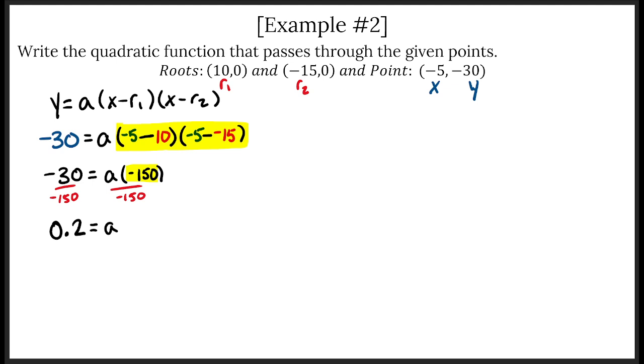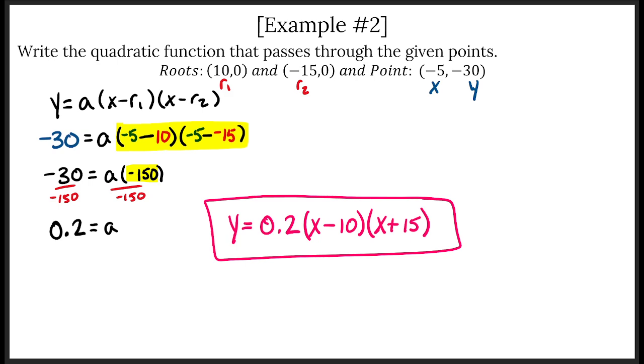So let's go ahead and finish it by saying y equals and put the a number in there. A is worth 0.2. X minus r1 was 10. And then x minus r2 was negative 15. So if I'm going to say minus negative 15, let me change that to a plus 15. If your root is negative, you're going to end up putting a plus in the final version.